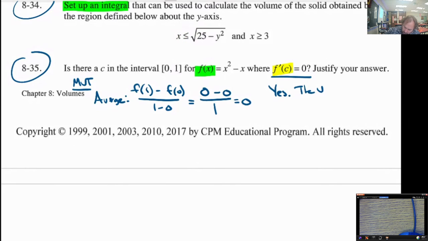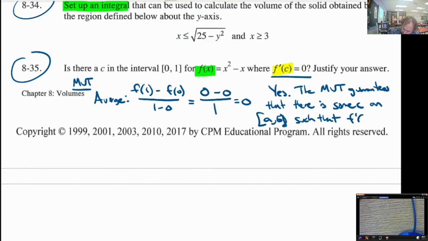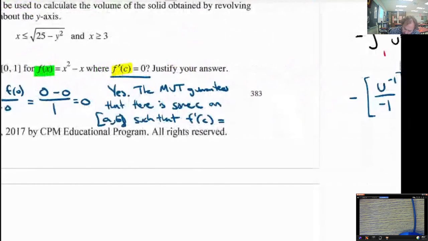The mean value theorem, which I'm going to abbreviate to MVT, which you can do also, guarantees that there is some c on the range from a to b such that f prime of c is equal to the average, which is f of b minus f of a over b minus a. This is literally what the mean value theorem says, as long as it's continuous and differentiable, which it is. So this is one of those where you calculate the slope using the two endpoints. You are going to have a derivative somewhere in there that equals that slope.